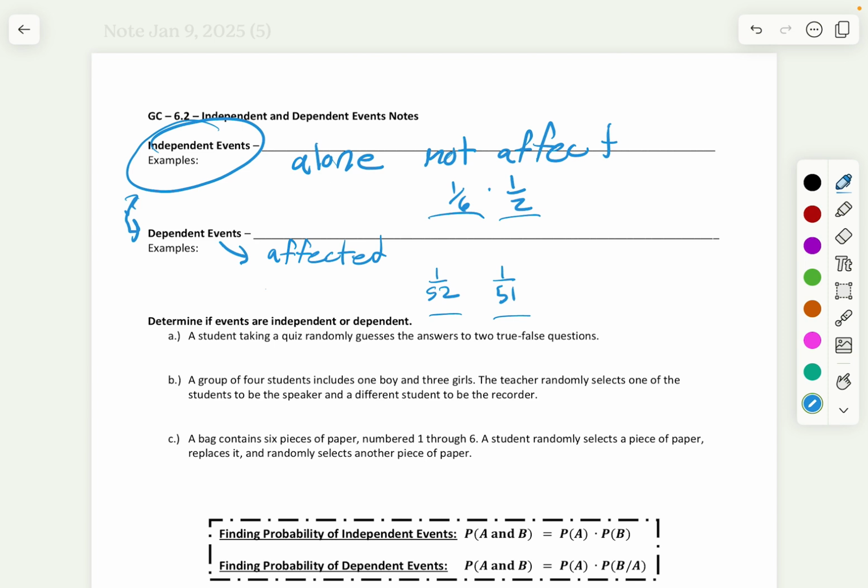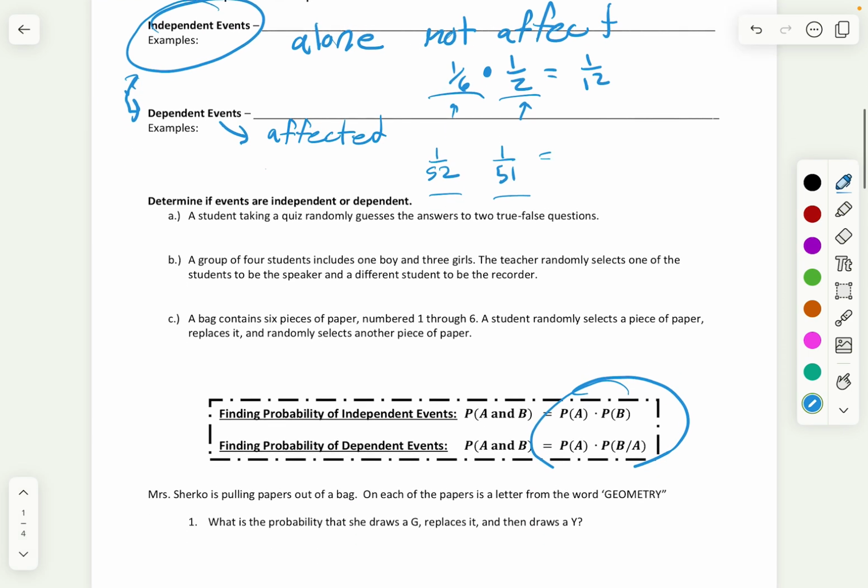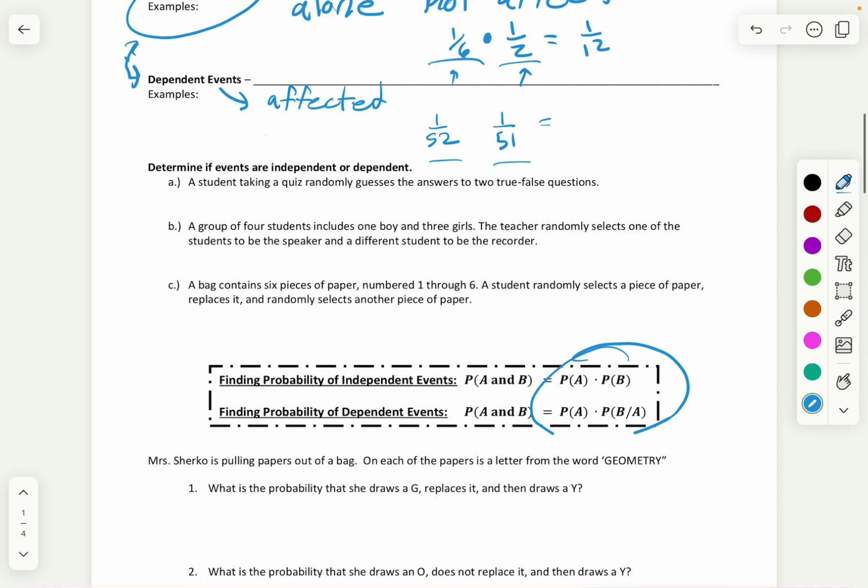Now, something I should tell you too, and it says it down here, is that you multiply them. So it would be a 1/12 chance that you roll a 3 and get a heads, or something like that. This is obviously going to be quite a big number, so I'm going to make sure I have my calculator ready, as you should, to change some of those decimals or fractions.